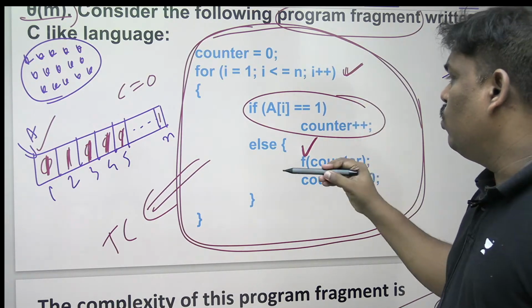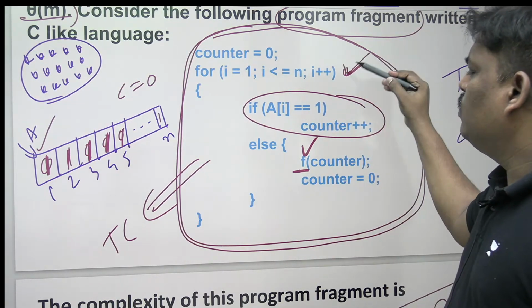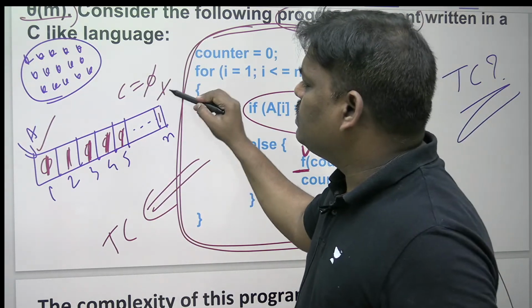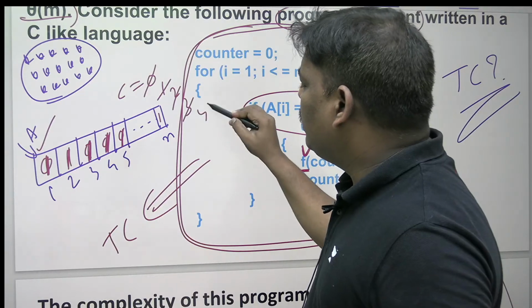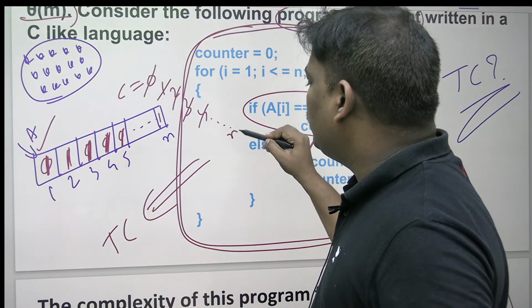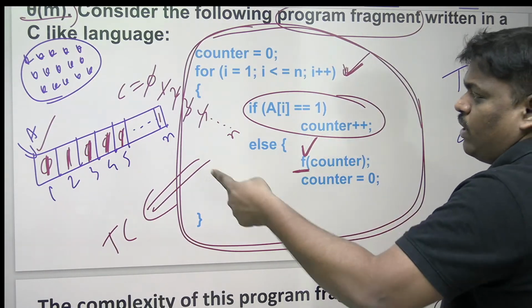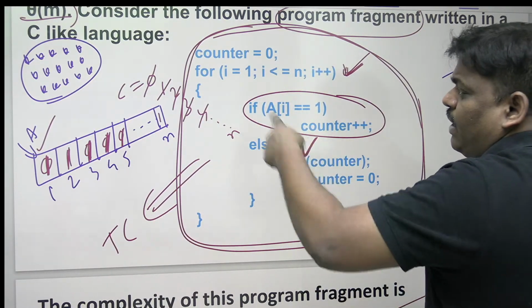If the condition is true, you don't go to the else part. Again, i value 2, A2 is equal to 1. Yes, counter plus plus. Every time the counter will increase, so it will go almost n times. If all ones are there, this for loop is repeating n times.